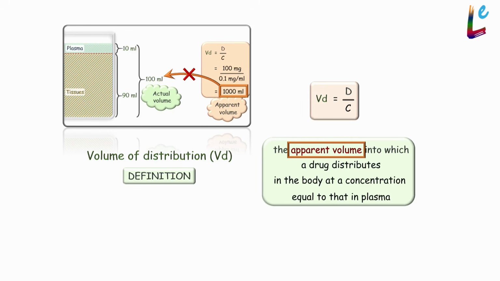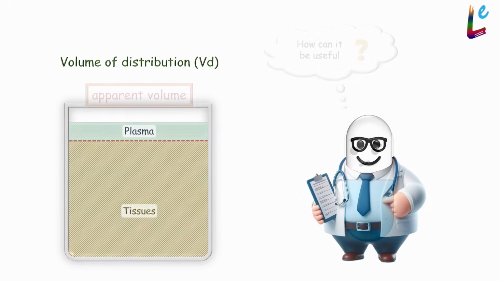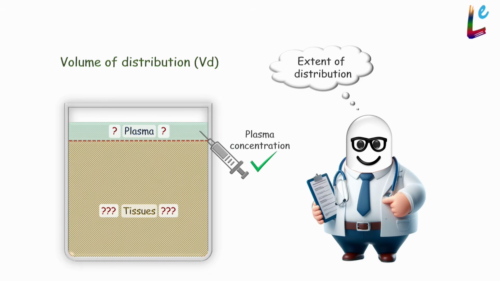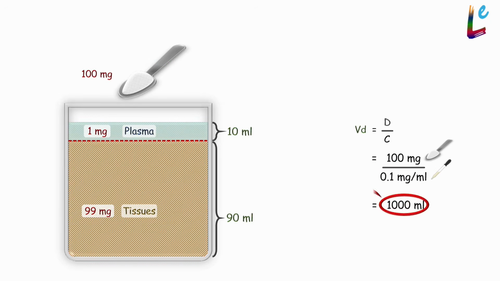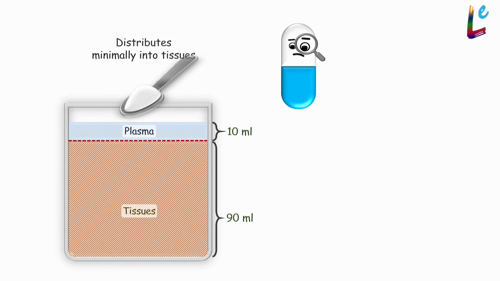Now, if Vd is only an apparent value, how can it be useful? In clinical practice, it allows us to understand the extent of drug distribution based on plasma concentrations alone, without having to measure tissue concentrations. As we have seen here, a drug with a large Vd tends to distribute more into tissues relative to plasma. Now let's see what happens when a drug distributes minimally into tissues.